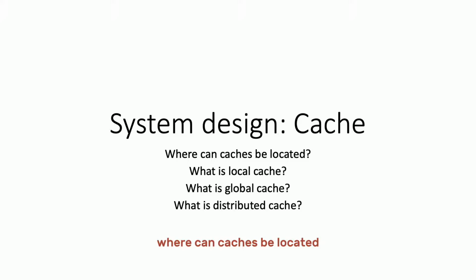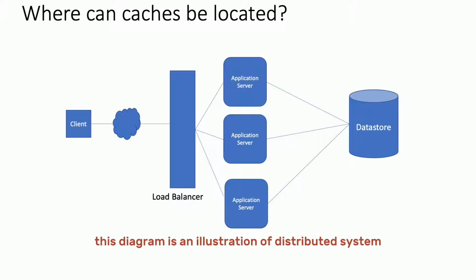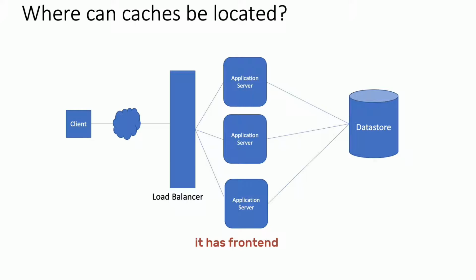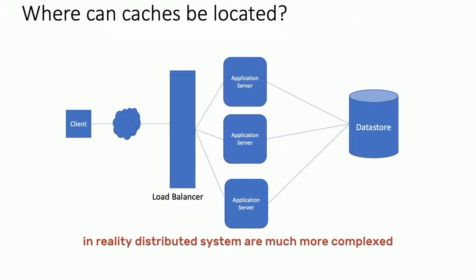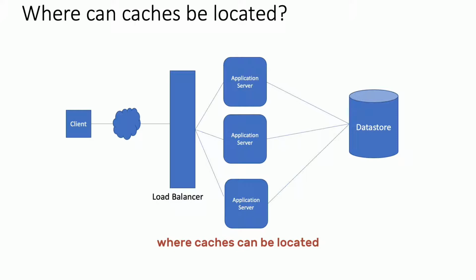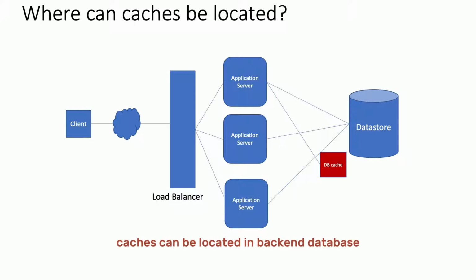Where can caches be located? What is local cache? What is global cache? What is distributed cache? This diagram is an illustration of a distributed system. It has front end, load balancer, application server, and data store. In reality, distributed systems are much more complex, but I just want to use it to illustrate where caches can be located. Caches can be located in the backend, the database.